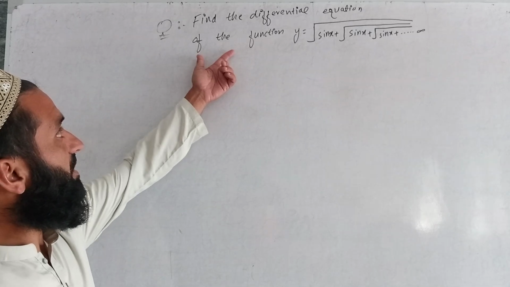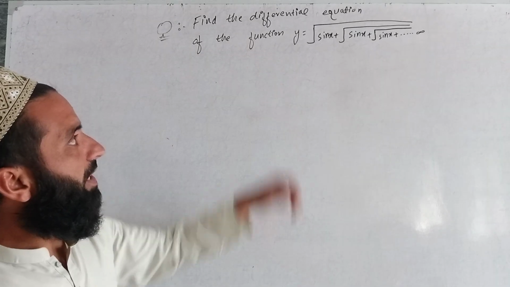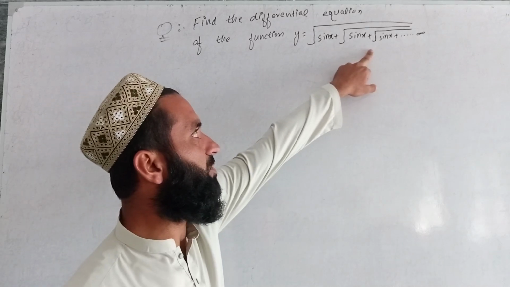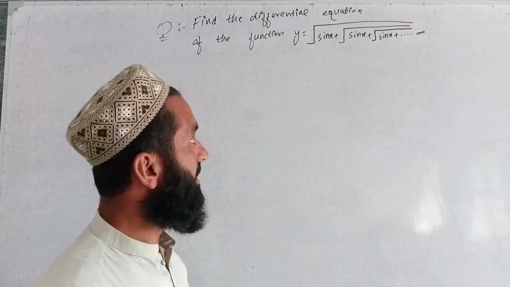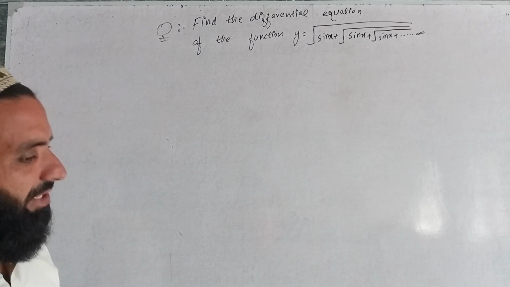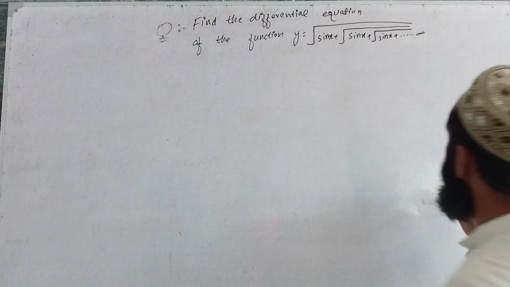Question of the day. Find the differential equation of the function y is equal to square root sin x plus square root sin x plus square root sin x up to infinity. So first we will define differential equation. What is differential equation?